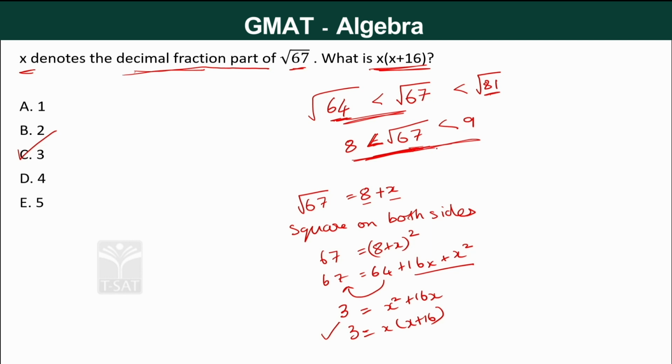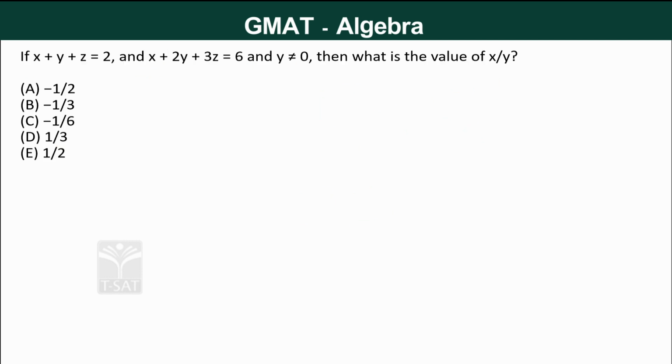If x plus y plus z is equal to 2 and x plus 2y plus 3z is equal to 6 and y is not equal to 0, then what is the value of x by y? They are giving us two linear equations: x plus y plus z is 2 and x plus 2y plus 3z is equal to 6. Now they are just asking us what is x by y.